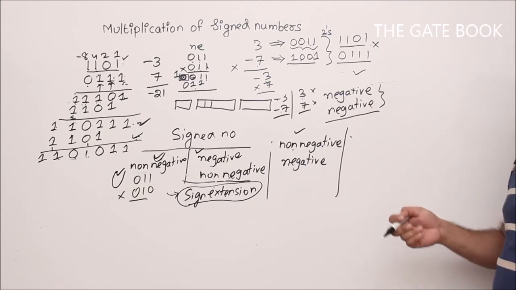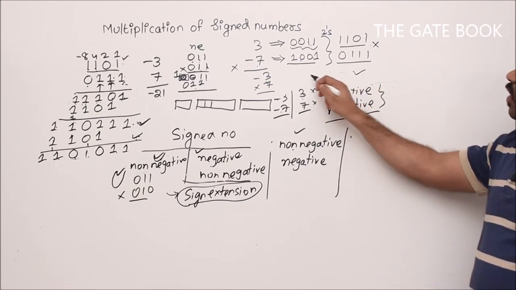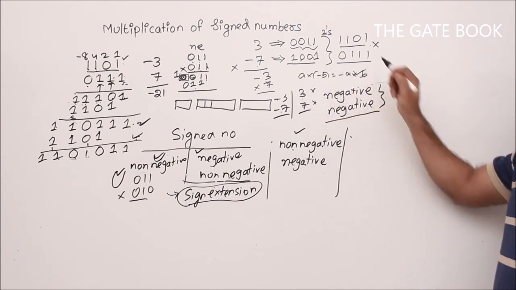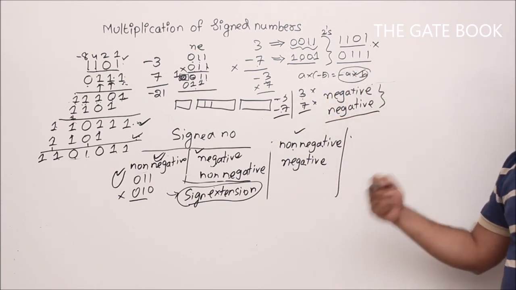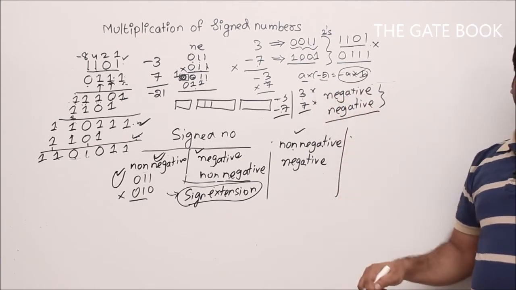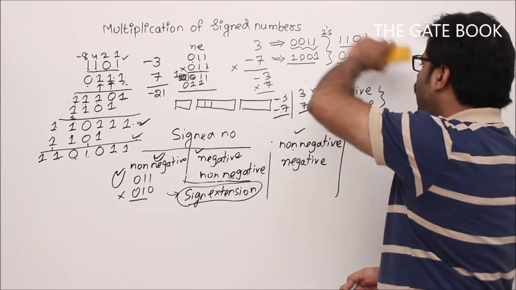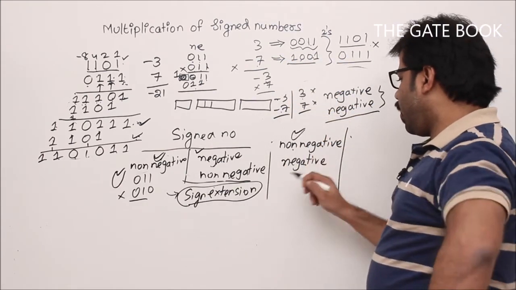The reason is, we know one thing: a into minus b is equivalent to minus a into b. But we know how to do minus a into b, and I don't know how to do a into minus b. That's why we are using minus a into b, because the result is the same. So in that way we can cover non-negative and negative.